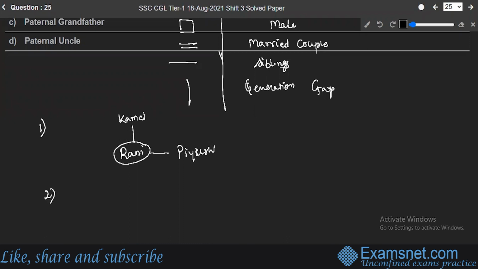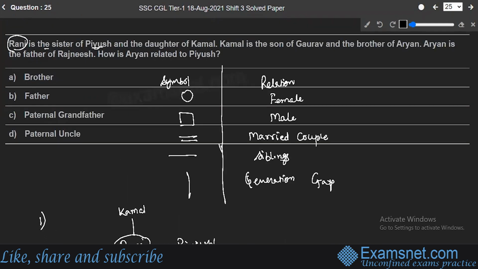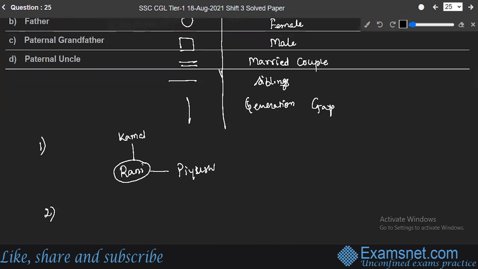Second thing, Kamal is son of Gaurav and brother of Aryan. I'll apply this in this question only. Okay, I'll cut it over here and make everything again. Now it says Kamal is son of Gaurav. That means Kamal is a male. First of all, here is Gaurav. I don't know whether Gaurav is male or female, so I'll keep Gaurav as such. And brother of Aryan. So here is Aryan. Again, I don't know whether Aryan is male or female.